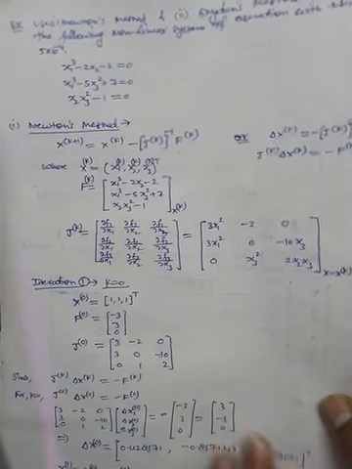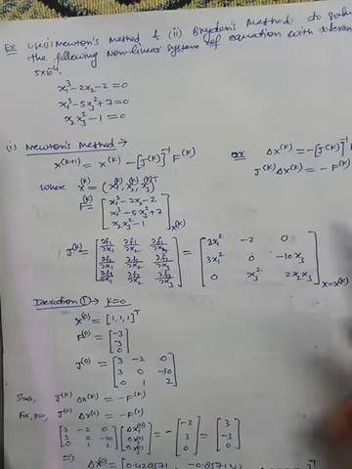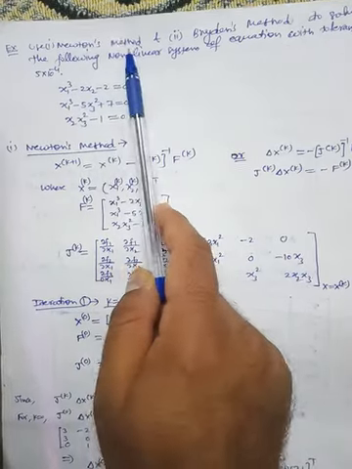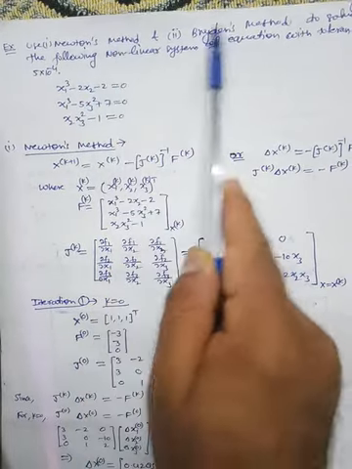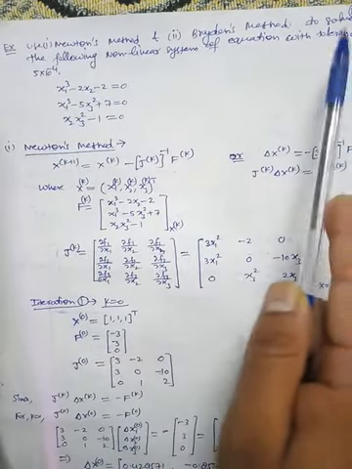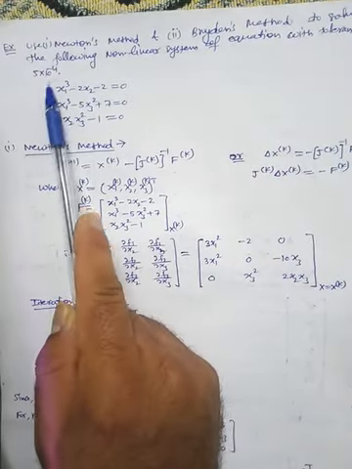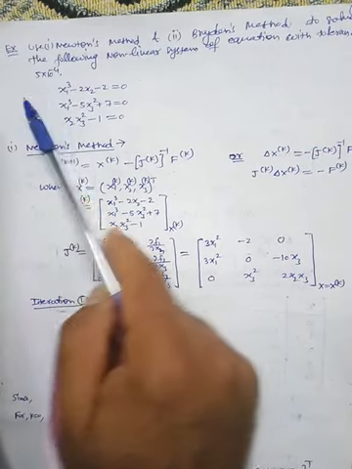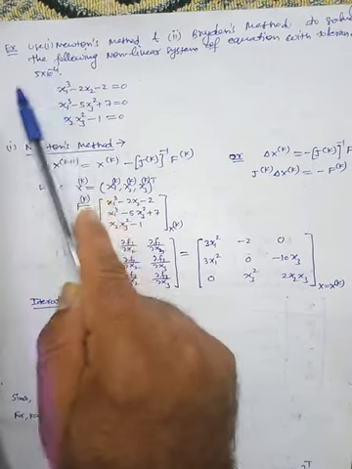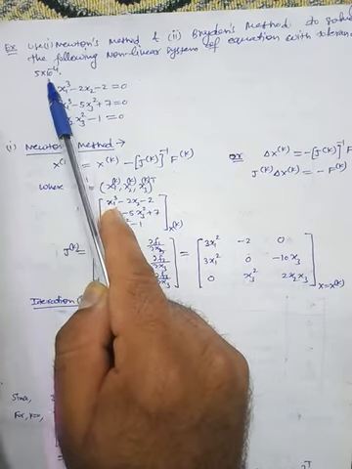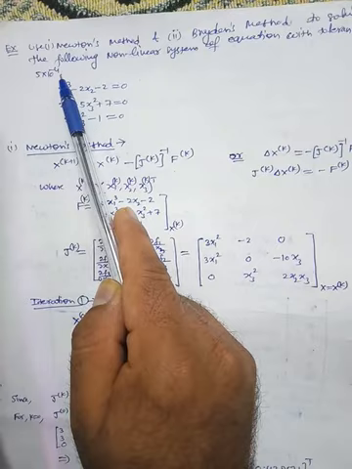In this video, I am taking a problem. Use Newton's method or Newton-Raphson method or Broyden's method to solve the following non-linear system of equations with tolerance 5 into 10 raised to the power minus 4. So this is the error. This is the allowable error. So we should allow the error with the magnitude 5 into 10 raised to the power minus 4.